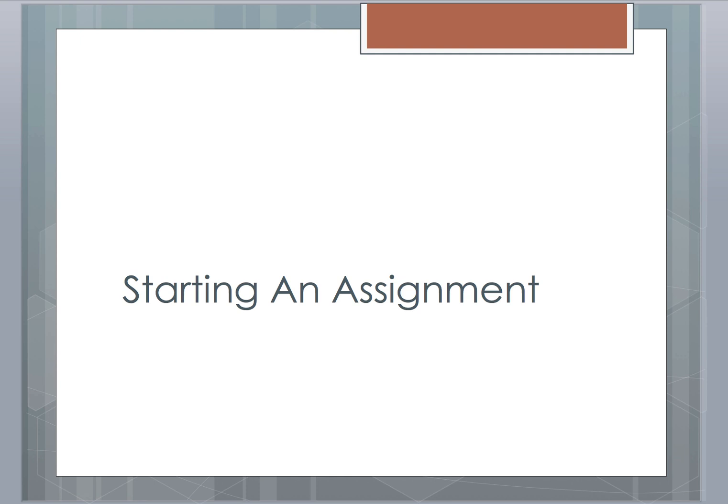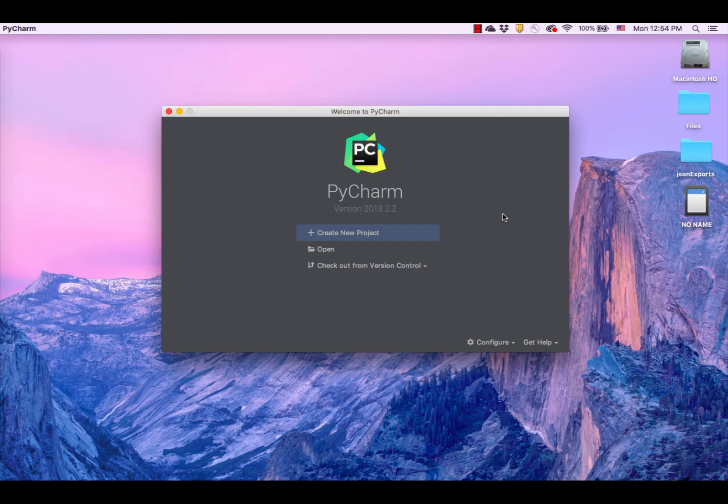So let's talk about how to start an assignment in PyCharm. So the first thing that you will need to do, of course, is open PyCharm. When you've opened PyCharm, assuming you have not opened or created projects in PyCharm yet on this computer, you should see this splash screen. From this splash screen, you will want to click on Checkout from Version Control and then click on Git.